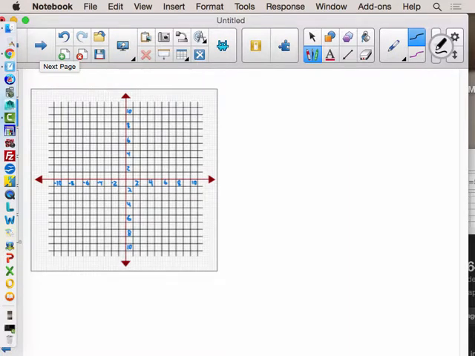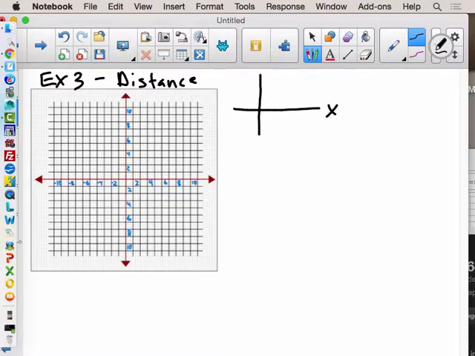As I said in the last problem, this is example number 3, and really on example number 3, we want to focus on that distance. I want you guys to know something. If we have a graph in the xy plane, and I have a point here, and a point here, and a point here.